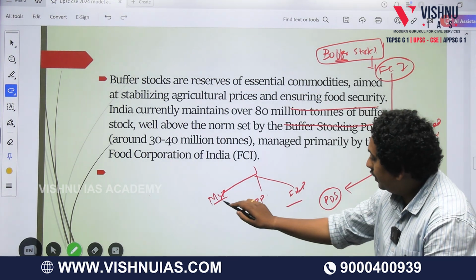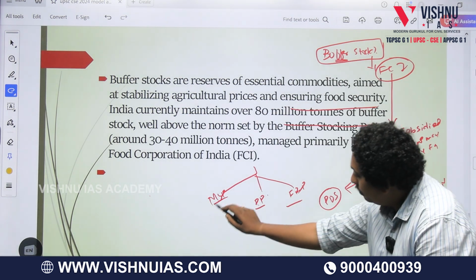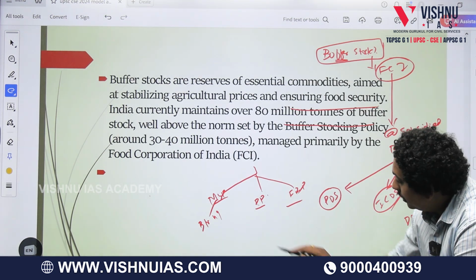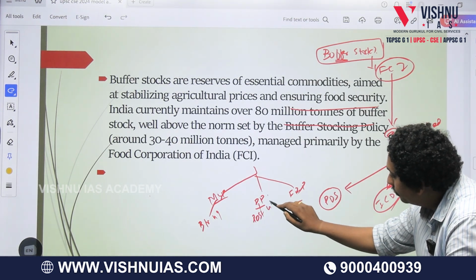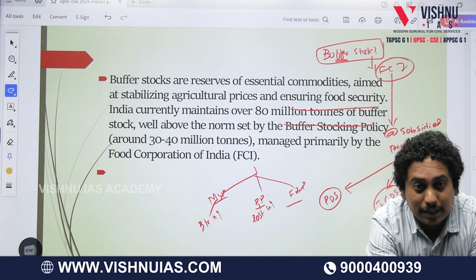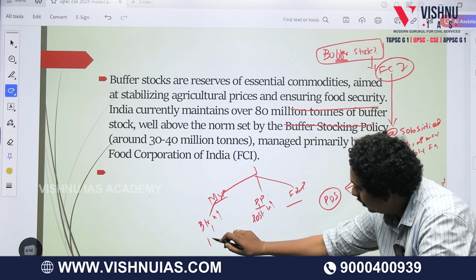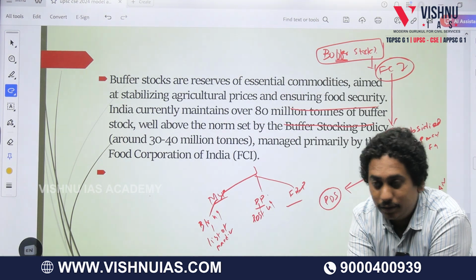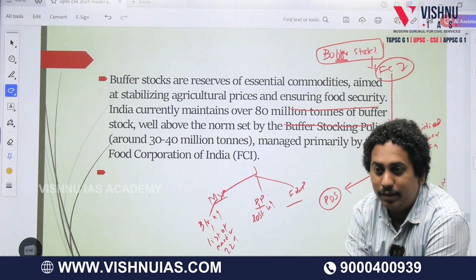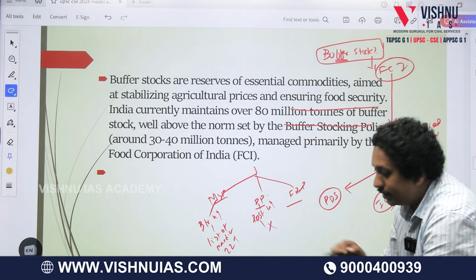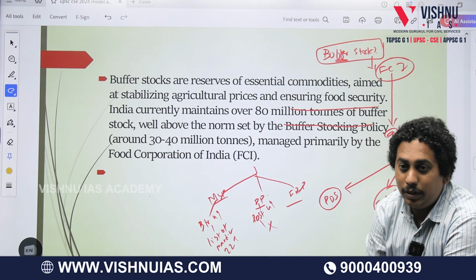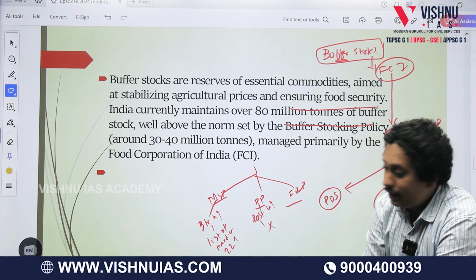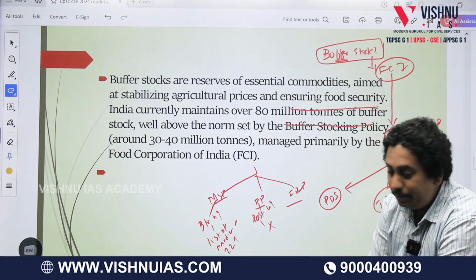Okay. What is the difference between these three? Minimum support price is announced by the government before harvesting. Procurement price is the price announced by the government post harvesting. For minimum support price, there is a list of mandated crops, 22 plus crops. Whereas under procurement price, there is no such list. No need to give the number of crops for which you will issue the procurement price.